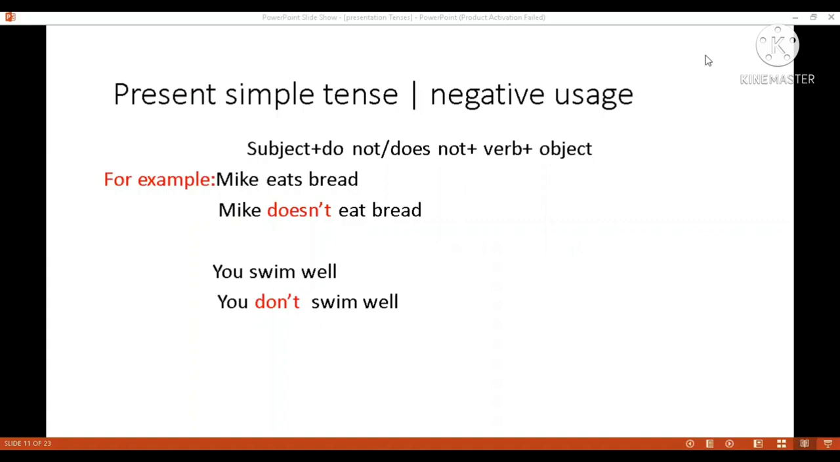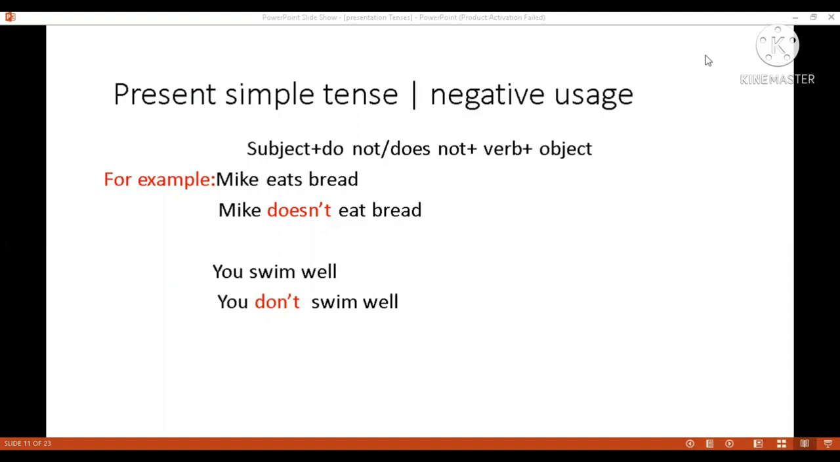For example, Mike eats bread. Mike doesn't eat bread. Okay. The first example, I put an s at the end of it because the subject here is Mike, which is a he. Now, that's not a negative statement. When I want to turn it into a negative statement, I change it like this. Mike doesn't eat bread. So you will notice that I didn't put the s at the end of the verb. Instead, I added doesn't. I took does and not, and I turned it into a contraction by combining the two and making it doesn't.